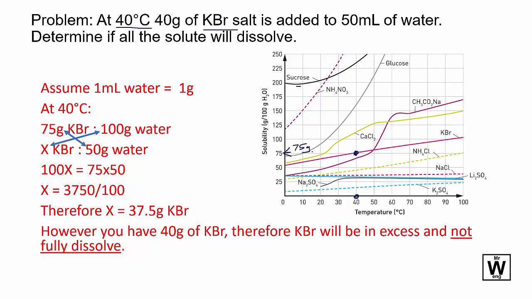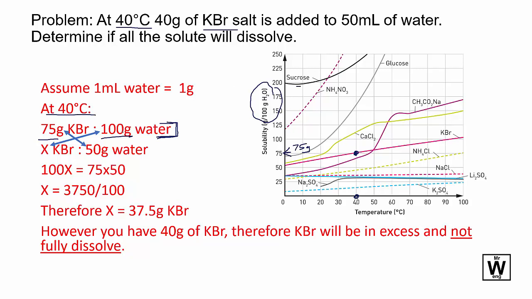The most it can hold at 40 degrees is 75 grams of potassium bromide per 100 grams of water at 40 degrees Celsius. So the ratio here, and this is different to how I've seen it done everywhere else, is basically just following through from what you already know of your stoichiometry. So there's a ratio: 75 grams to 100 grams of water at 40 degrees Celsius.